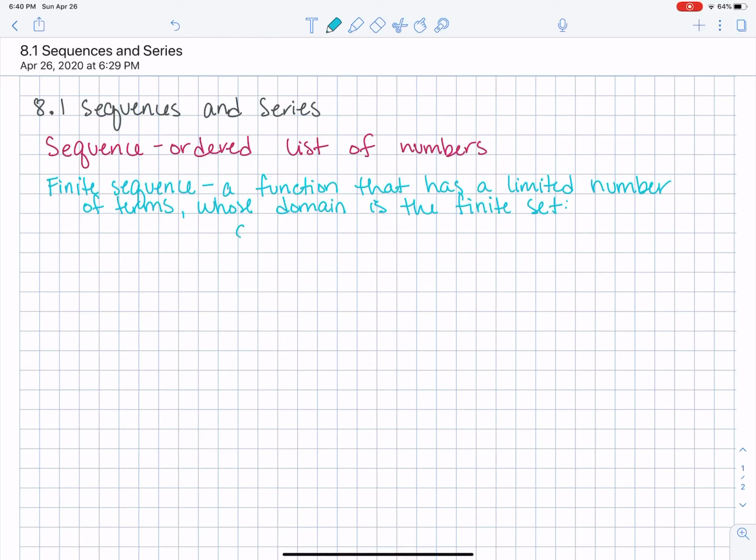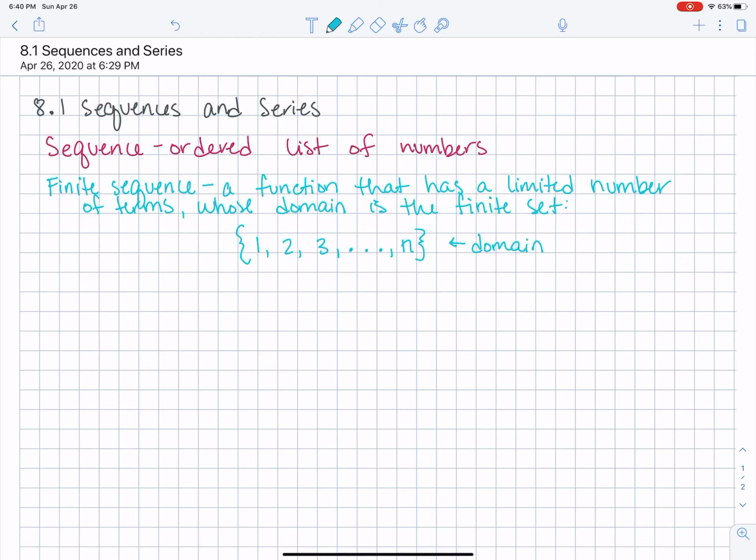of, we're going to list this here, 1, 2, 3, and so on until it gets to the nth term, meaning that it goes ahead and stops somewhere out there. All right, so this, of course, is our domain here.